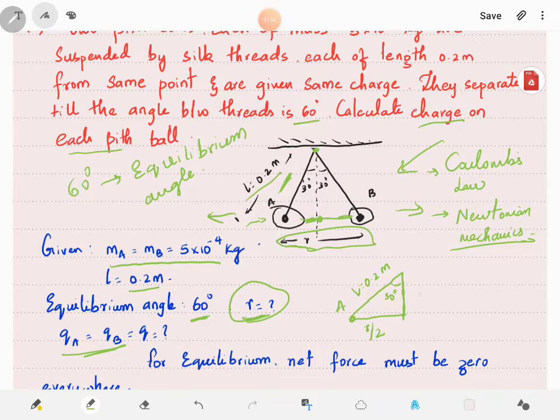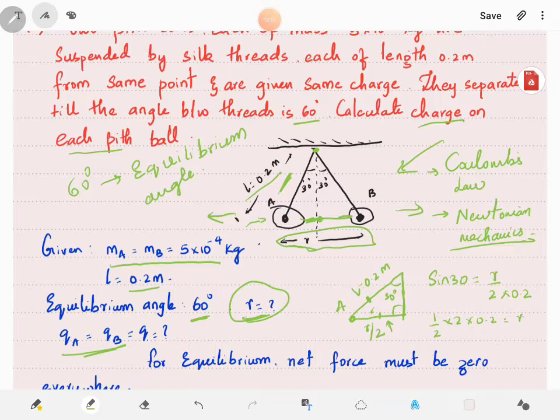So therefore, to find this particular length of the side, we'll be using sine, because this is the opposite side. So we have sine 30, which is opposite by hypotenuse. It is easy to identify that. That is r by 2 over 0.2. Correct? Sine 30 is basically 1 by 2, so 2 into sine 30 into 0.2 is equal to r.